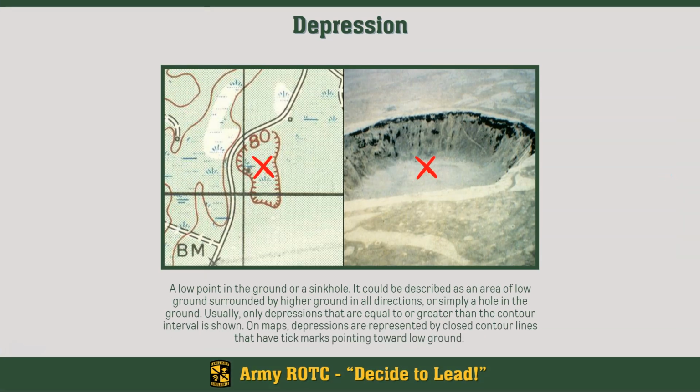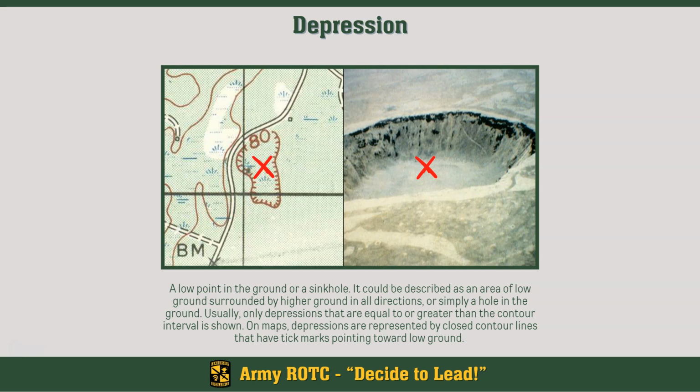Now the depression, it's our last major feature here. A depression you can imagine as being like a sinkhole, or it looks like a crater. So it's a low point in the ground, an area of low ground surrounded by higher ground in all directions. So almost the opposite of a hilltop, right? Only depressions that are equal to or greater than the actual contour interval are even shown on a map.